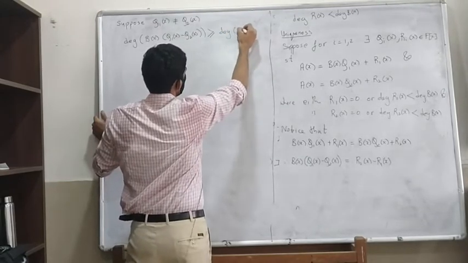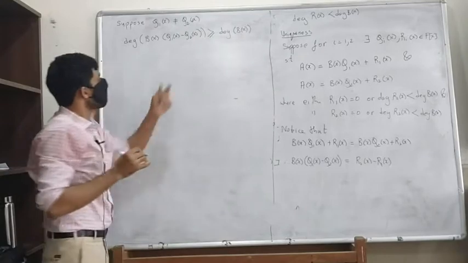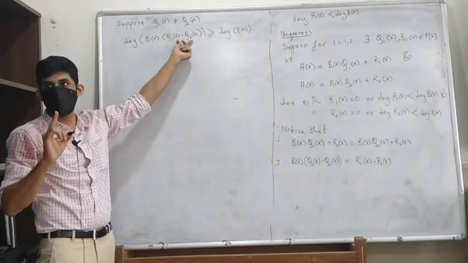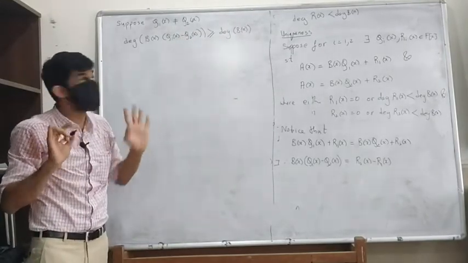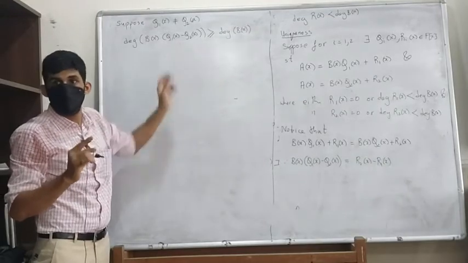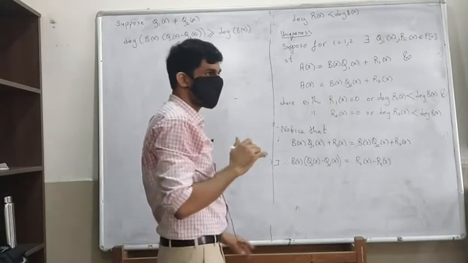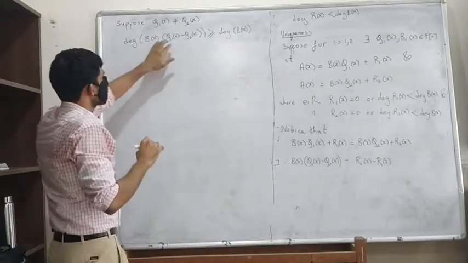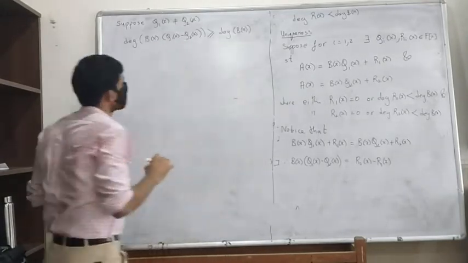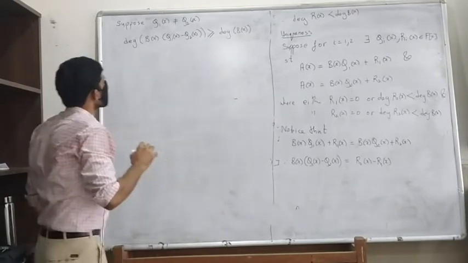Not writing everything, I expect that. The degree of this could be 0 also, okay? Degree 0 means the polynomial is constant. So we are not ruling that out. So therefore the degree is going to be greater than or equal to, that's why equal to, okay?